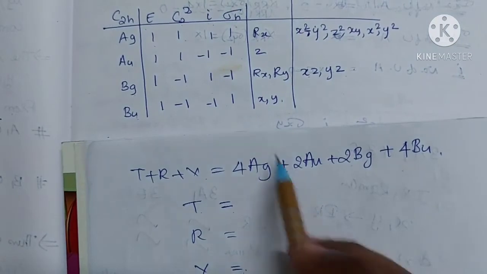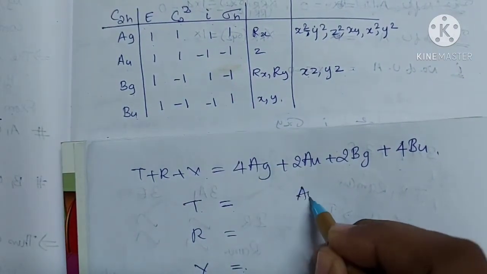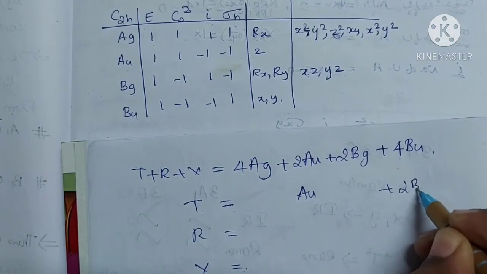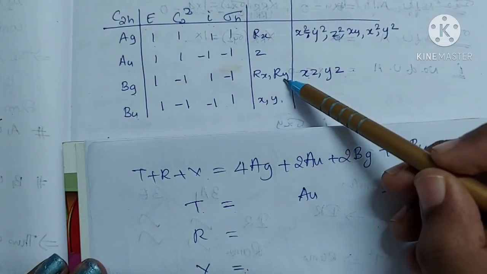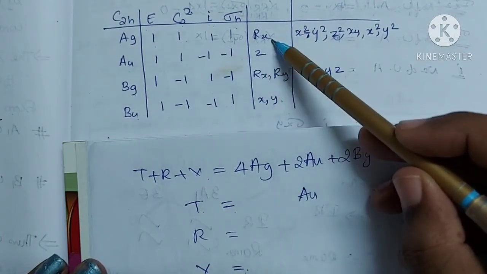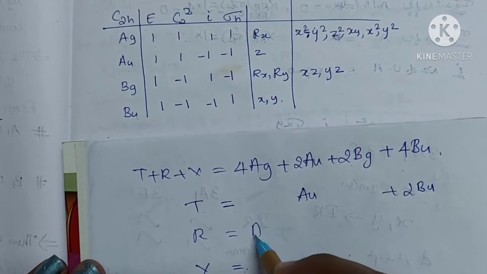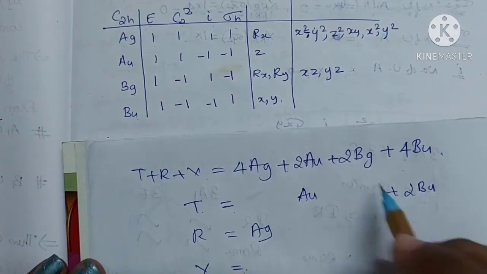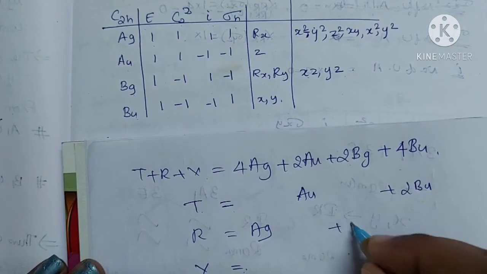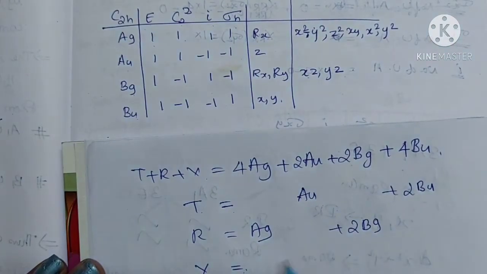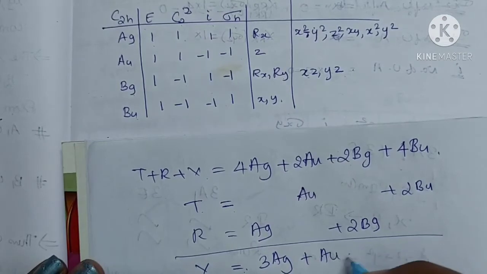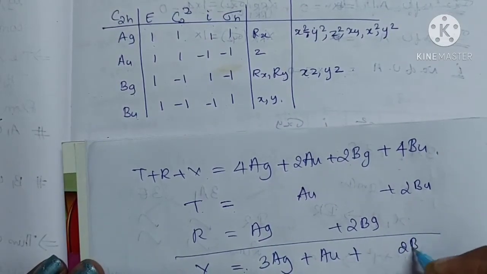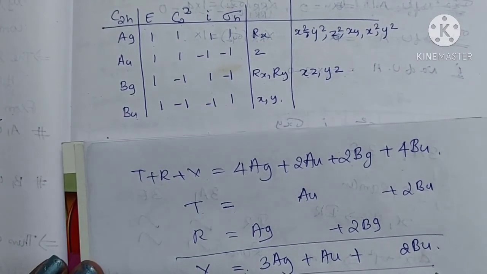So we have 1 Au and 2 Bu in translational motion. Similarly, Rz in Ag, and Rx and Ry in Bg. So 1 Ag and 2 Bg in rotation. The remaining will be the vibrational modes. So here we have 3Ag plus 1Au plus 2Bu. So these are the vibrational modes of motion.